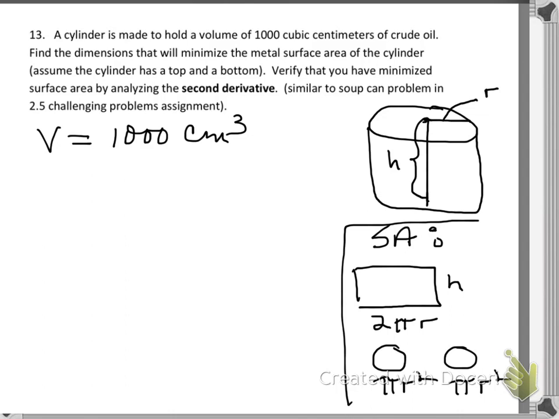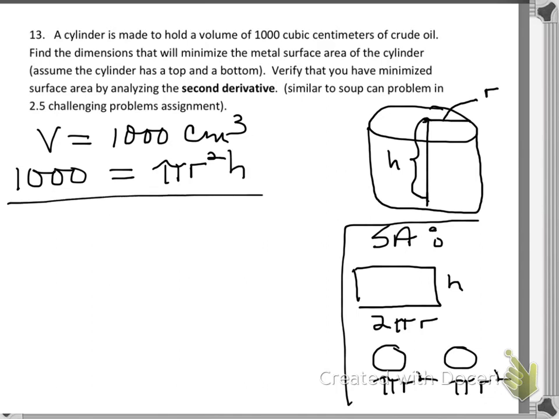And I'm reminding you this is similar to the soup can problem that we did when I gave you the 2.5 challenging problems to work on. I believe it was the last problem in that set. So my constraint is that my volume is going to be 1,000 cubic centimeters. So what is volume? Volume is the area of the base, which is pi r squared, times the height. Okay, so now I'm going to work on the constraint. So 1,000 equals pi r squared times the height. Okay, that's my constraint.